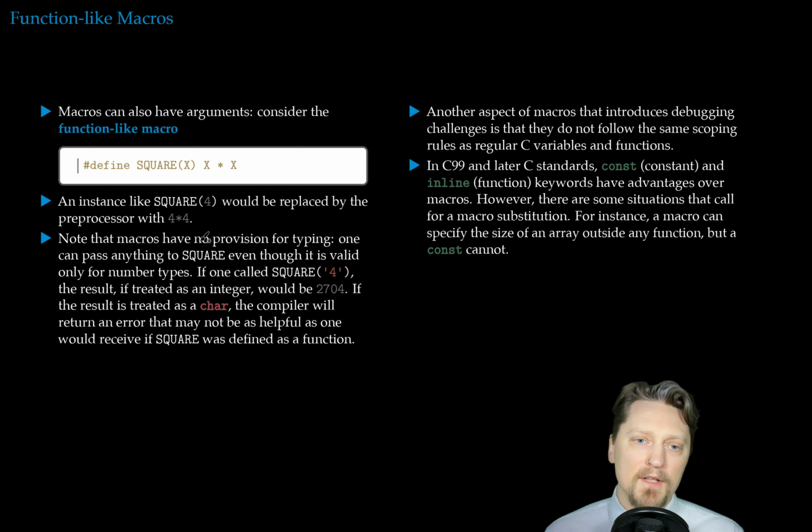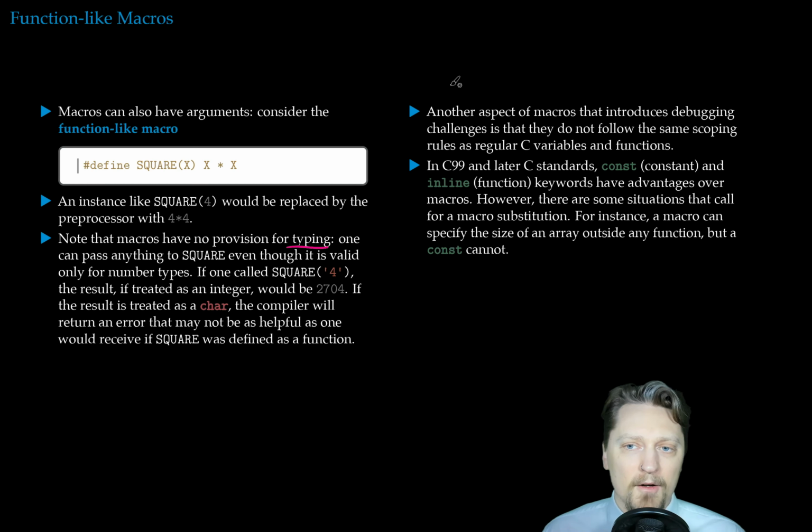Note that macros have no provision for typing. One can pass anything to SQUARE, even though it is valid only for number types. If one called SQUARE on the character 4, the result, if treated as an integer, would be 2704. If the result is treated as a char, the compiler will return an error that may not be as helpful as one would receive if SQUARE was defined as a function.